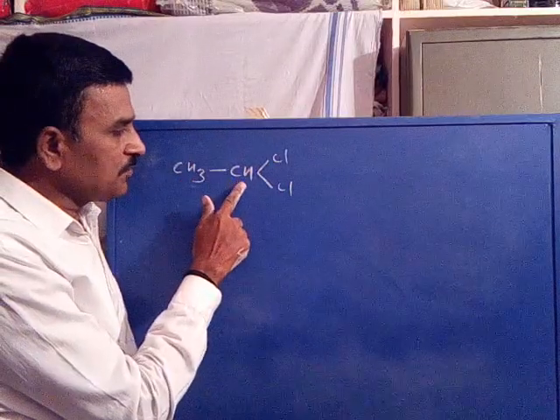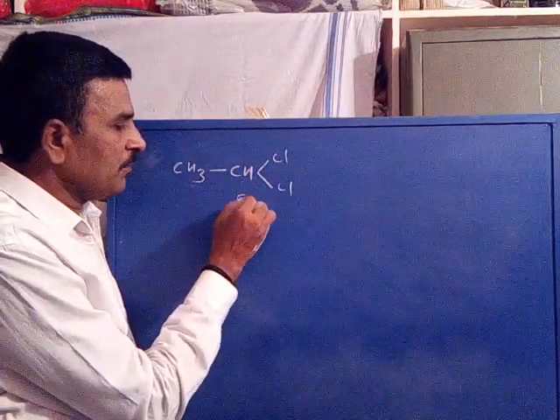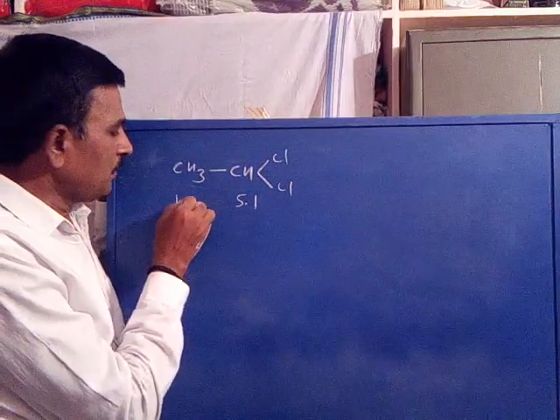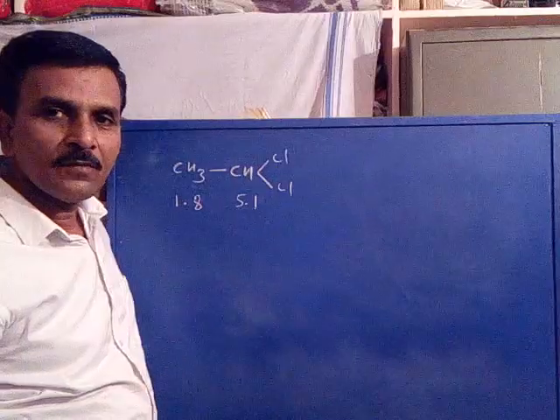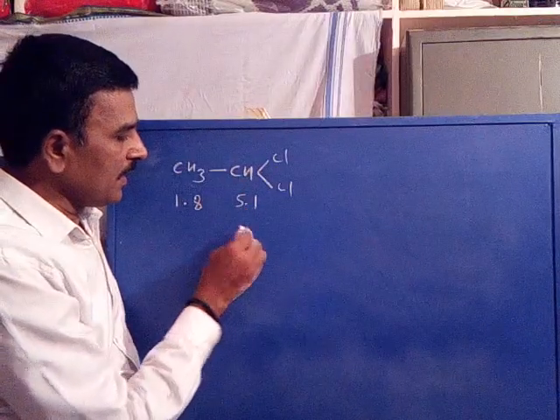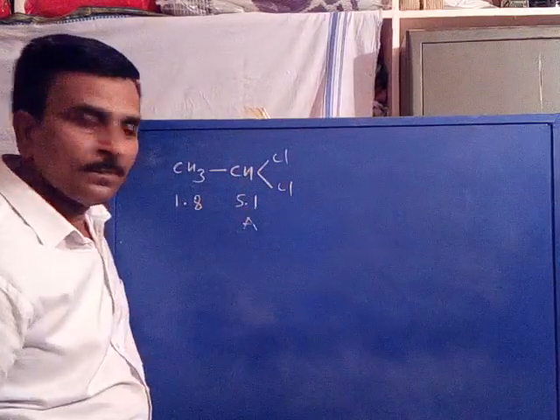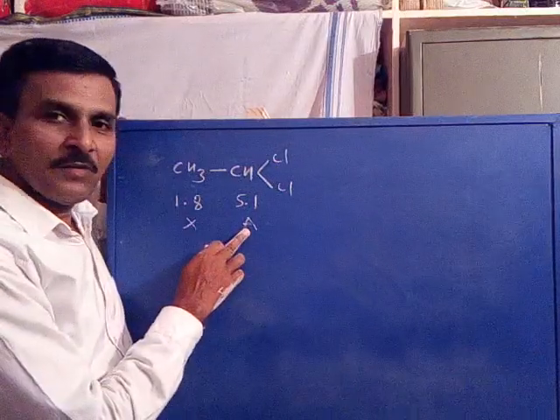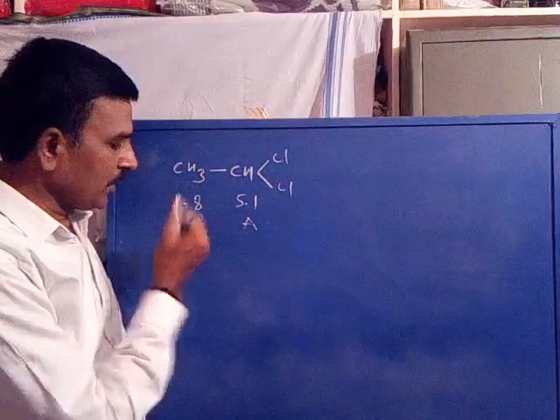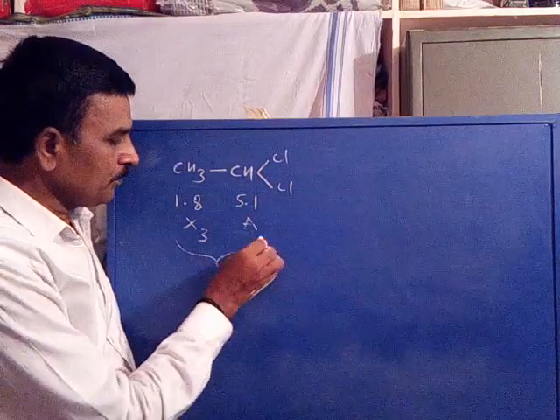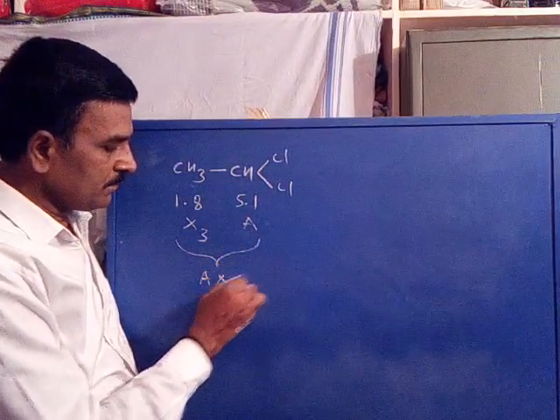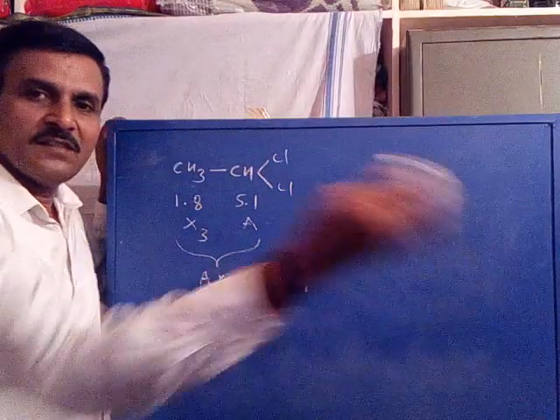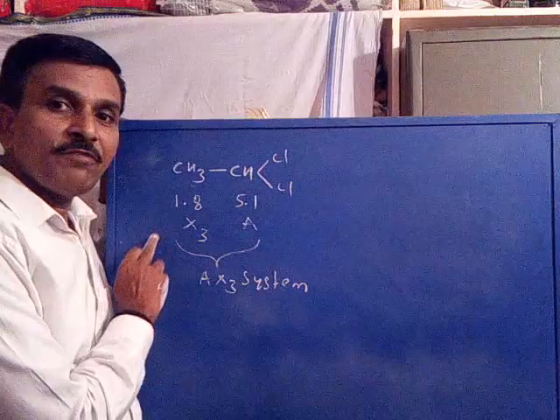Now the CH proton appears at 5.1, the CH3 protons appear at 1.8. So the higher delta value is the A proton, the lower delta value is the X proton. A has 1 proton, X has 3 protons. So this becomes an AX3 system of first order.